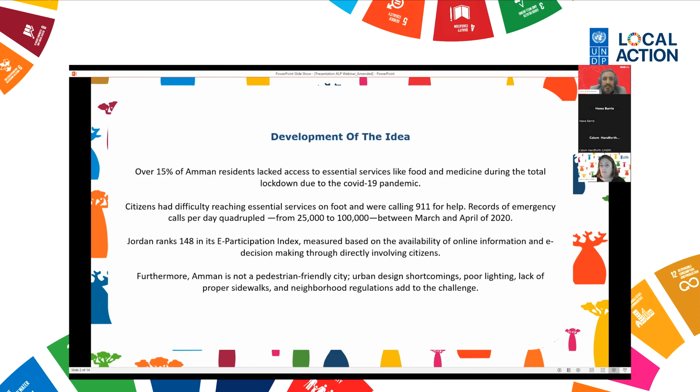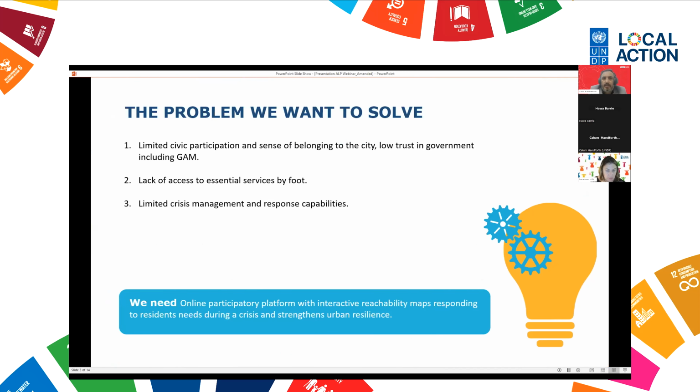Amman is not a pedestrian-friendly city. We see shortcomings such as poor lighting and a lack of proper sidewalks. So this is the idea of the platform. What is the problem we can solve?